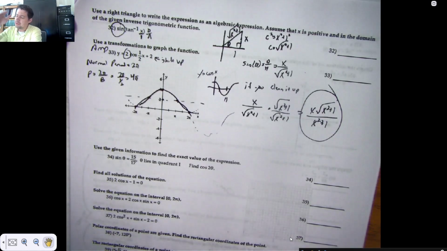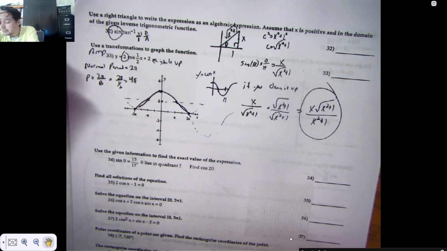Alright, use the given information to find the exact value. On your test it would be multiple choice. Wouldn't be too bad. Use the given information to find the exact value of the expression. Sine of theta is 15/17. Theta lies in quadrant 1. Find the cosine of twice theta. So I guess you just need a formula.